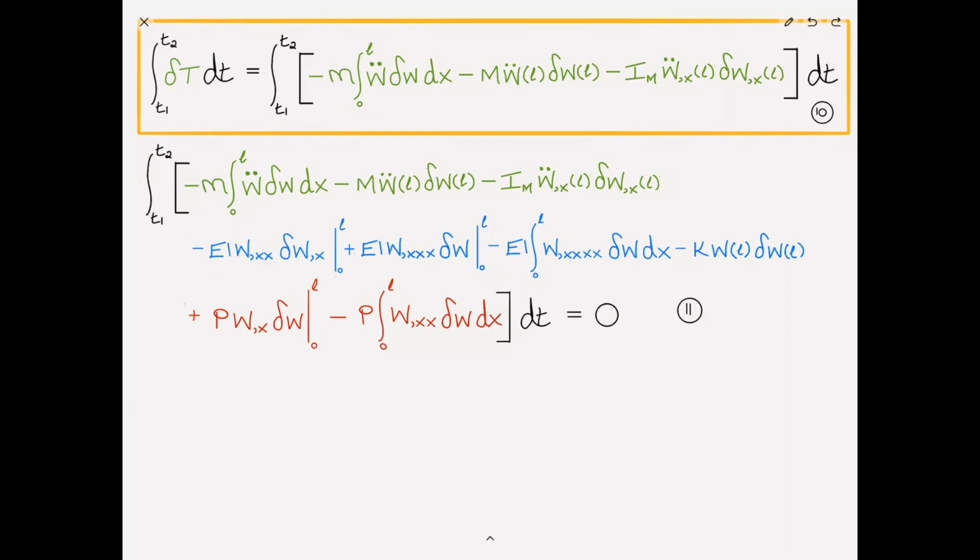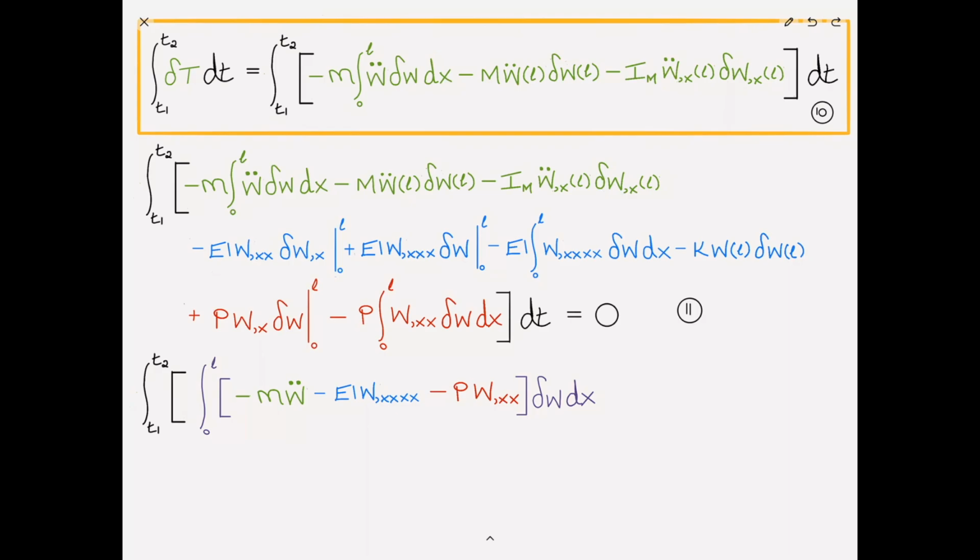So the first thing we'll do is we'll group all the terms together that involve the integral over L. That gives us the integral from t1 to t2 of, and I'll use purple for this, integral from 0 to L of, and then from each of the contributions, minus m w double dot, minus EI w comma xxxx, minus P w comma xx. Close bracket, del w dx.